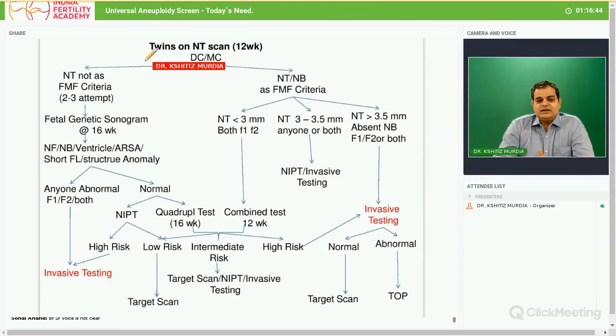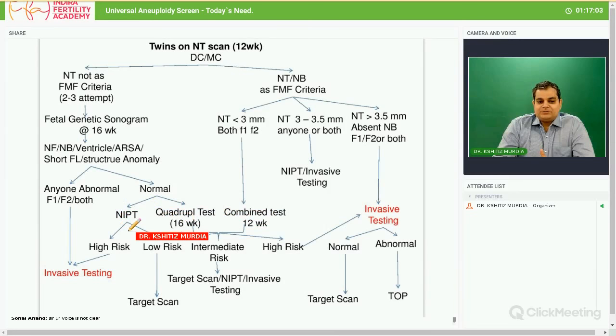If somehow, because of any reason, you are not able to do the NT or NB test, then call the patient for the genetic sonogram at 16 weeks. Look for the second trimester sonographic markers. If everything is normal, go for the combined test or NIPT.